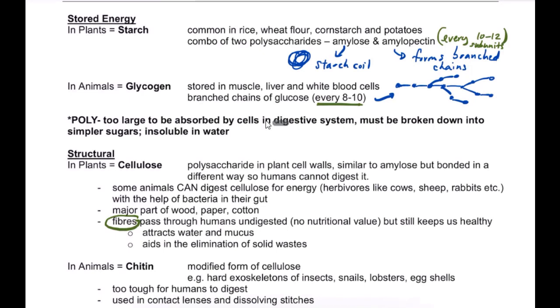Polysaccharides are too large to be absorbed by cells in the digestive system, so they have to be broken down. They are insoluble in water. In plants, when we're talking about the structure of a plant, we call it cellulose. It's very similar to glycogen with one major difference, and I'll show you what that difference is another day. But cellulose is a huge big polysaccharide that is in the actual plant cell walls.